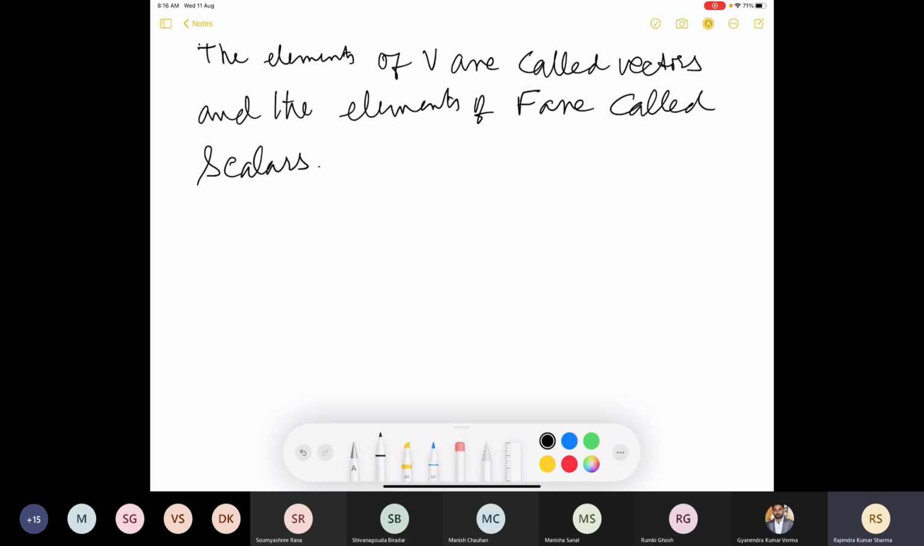And as I also said, we shall be dropping the subscript V or F or S on addition, multiplication, scalar multiplication, if it is clear from the context. Now, a few simple examples. Let us take the examples.